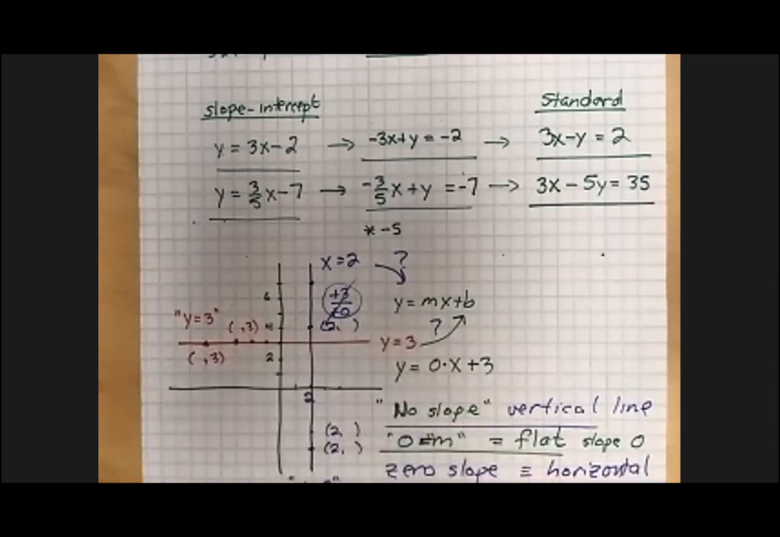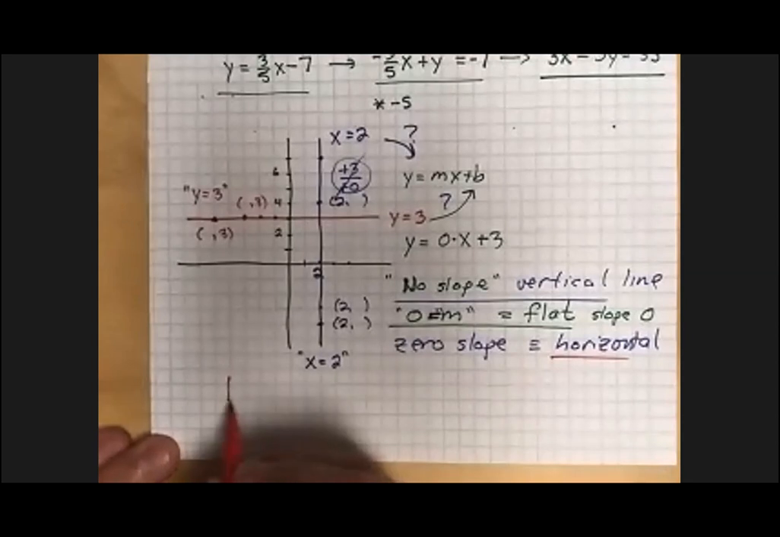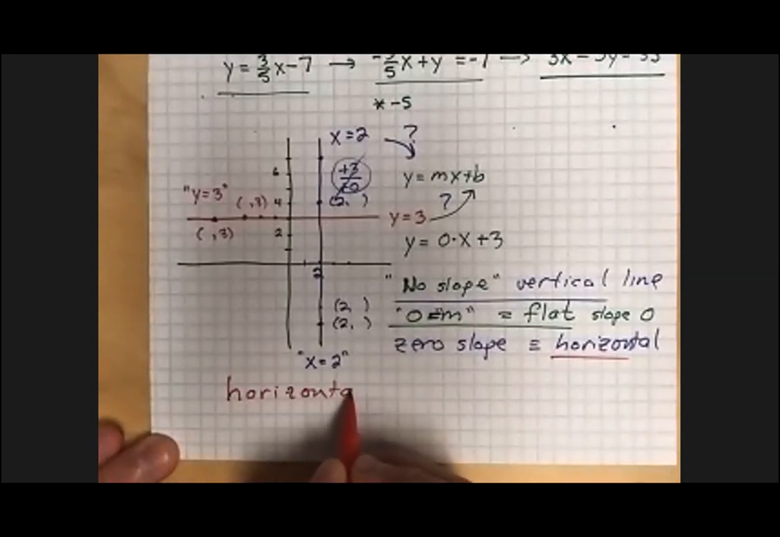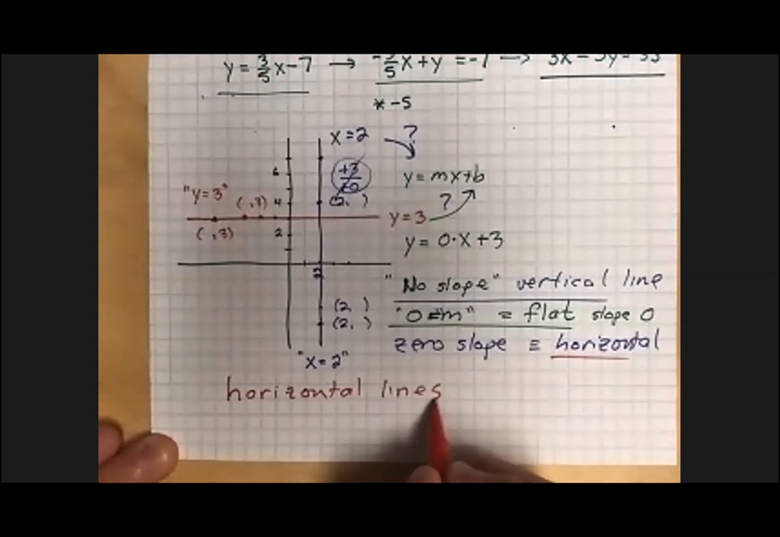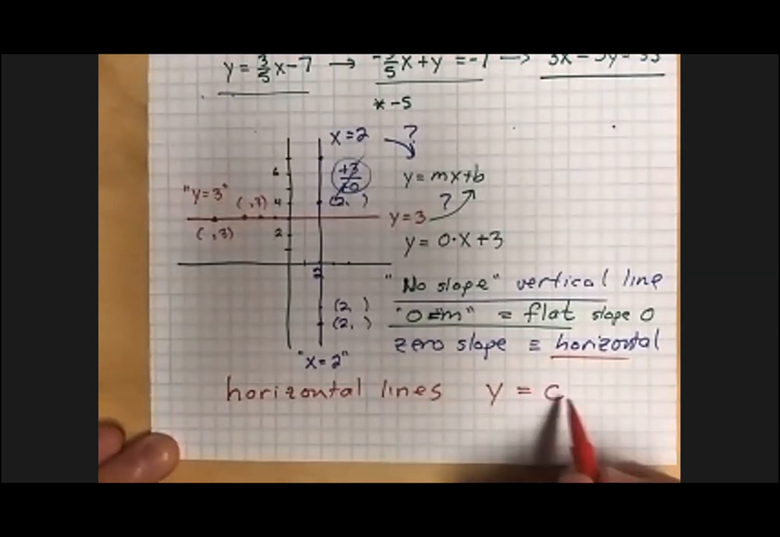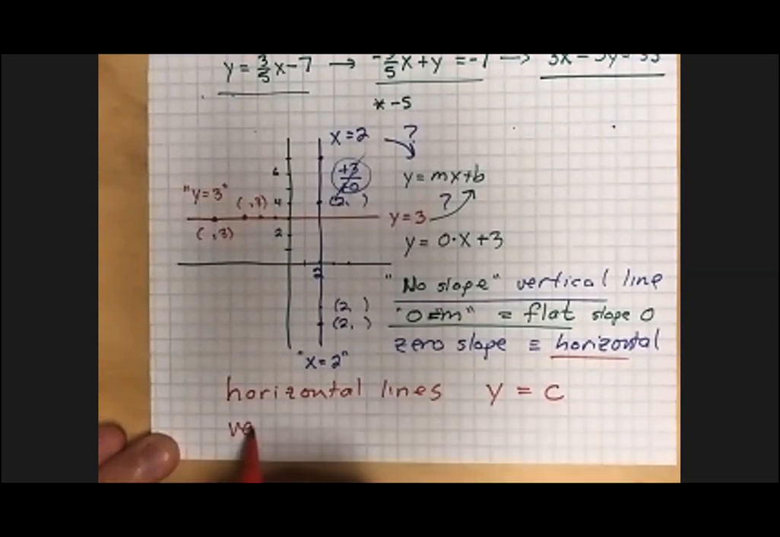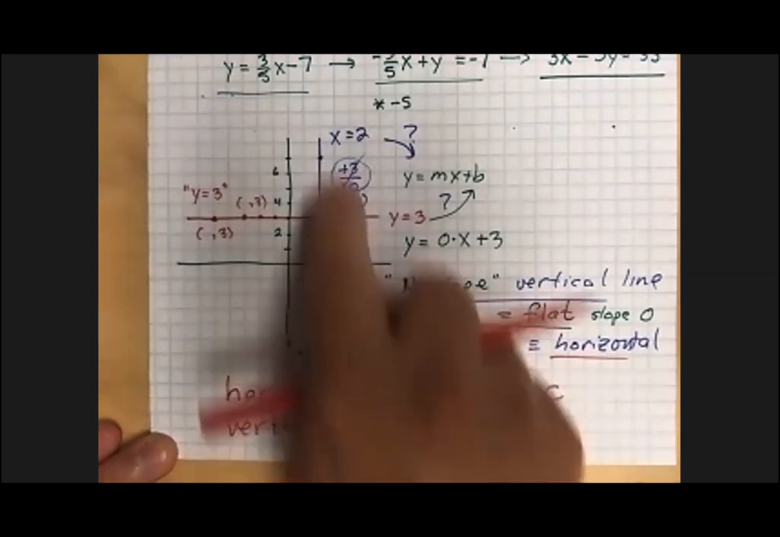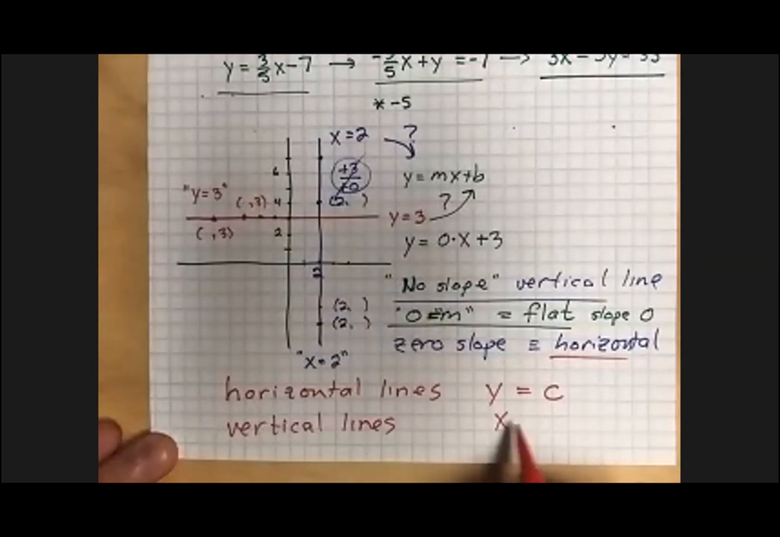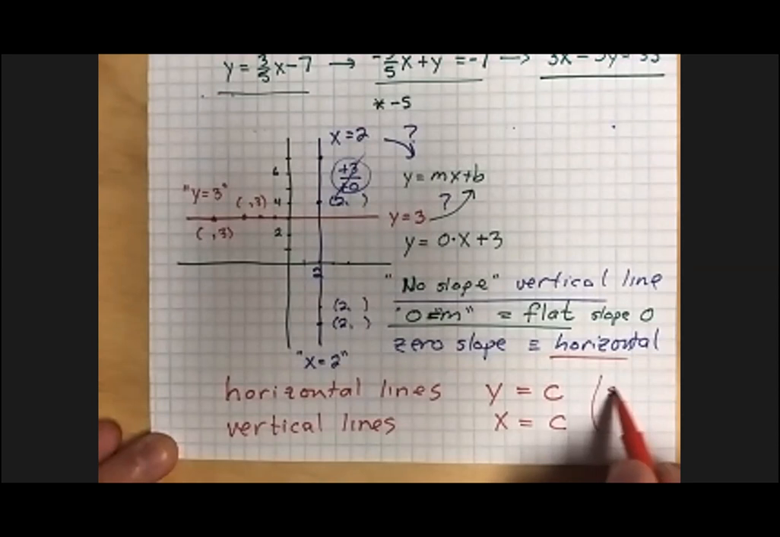So those two lines are special. They're in their own category. Horizontal lines is y equals some number. 2, 7, minus 4. Vertical lines, that means straight up and down. That means x equals some number. I just write this here. Some constant.